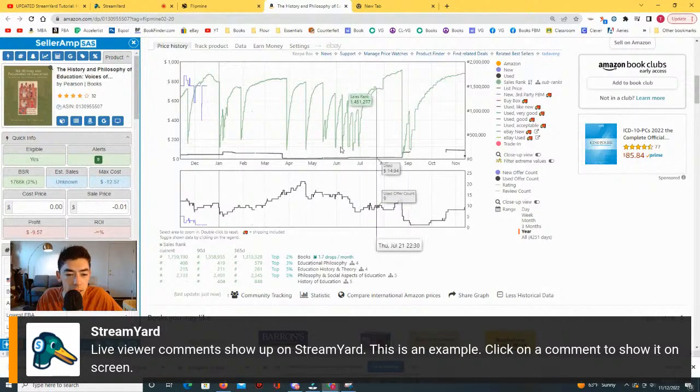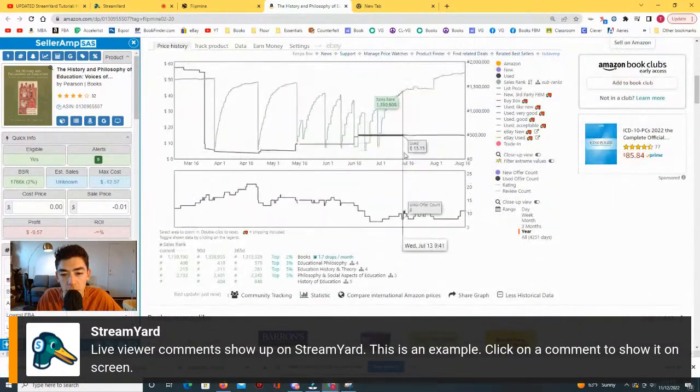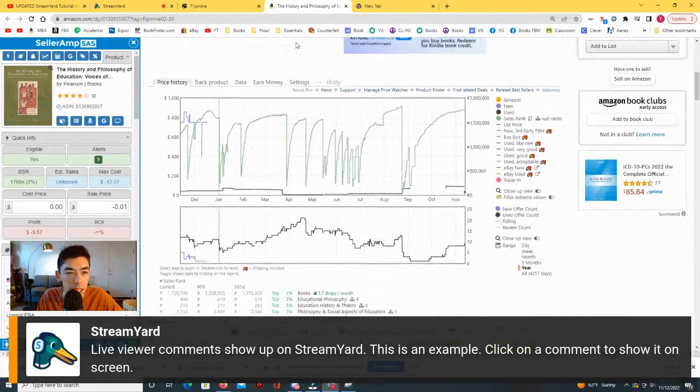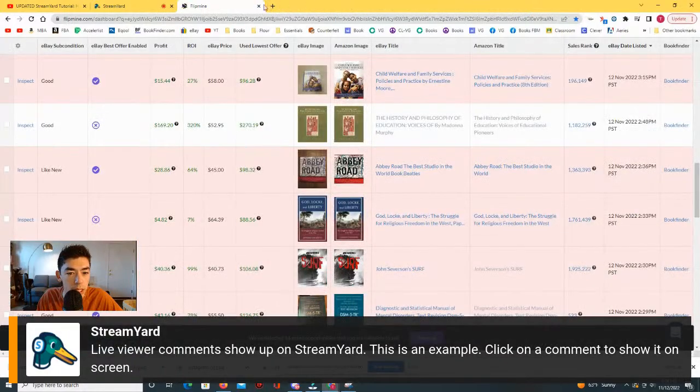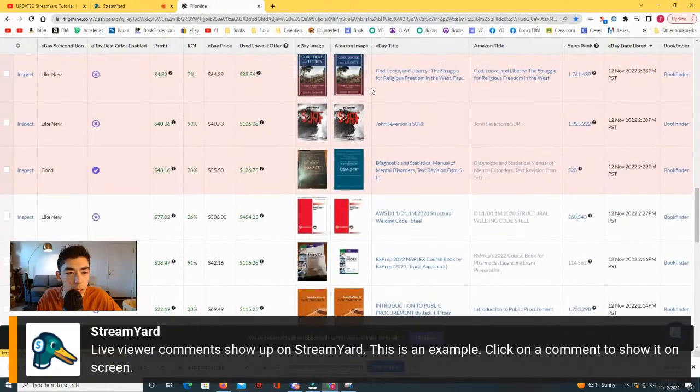But this is a book that even at $30, I wouldn't want to buy, because you can see that for a good part of the year, you could have bought this book for $5, $10. So this is not something that has a great Keepa chart that I want to keep looking at. So, I just keep going down and trying to find books that I can flip.